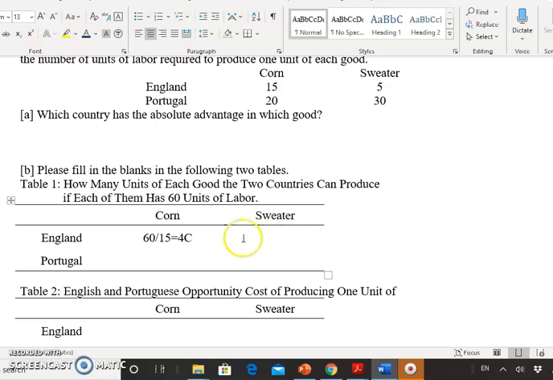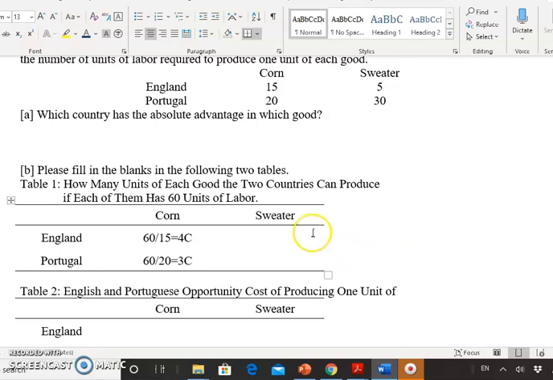Okay. All right. For Portugal, we said that it has 60 units of labor as well, right? But to produce each corn, it spends 20 units of labor. So it can produce 3 corns by spending every unit of labor in corn production.